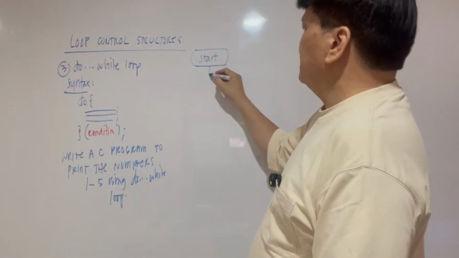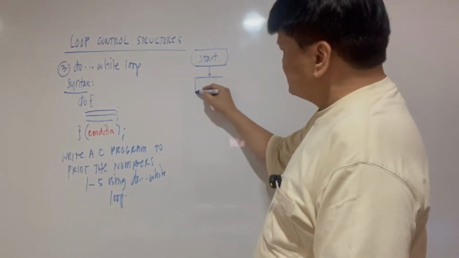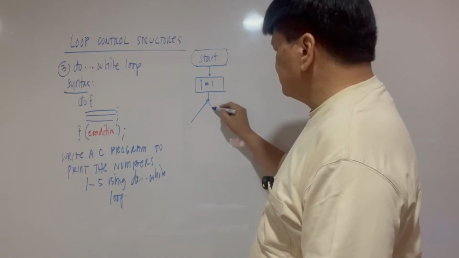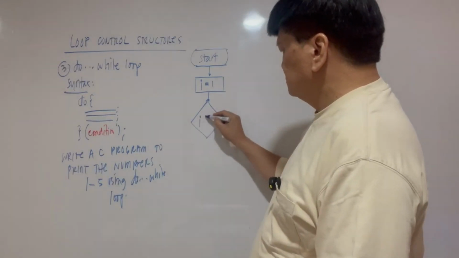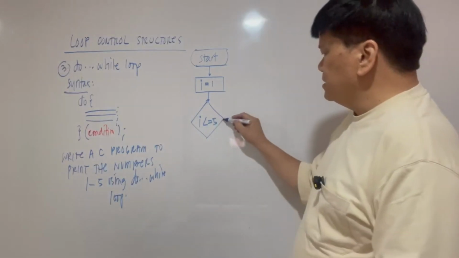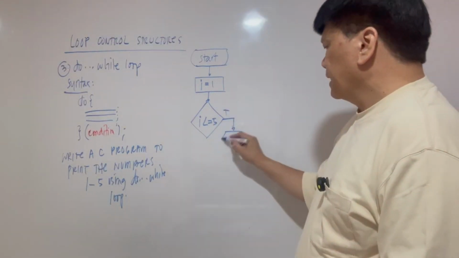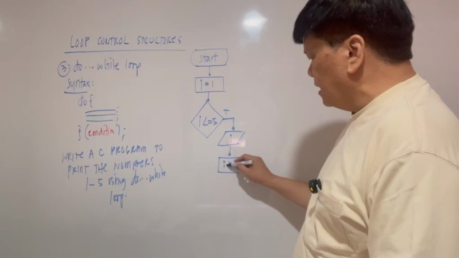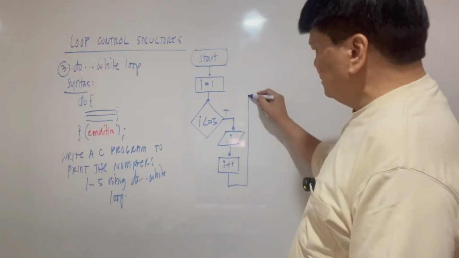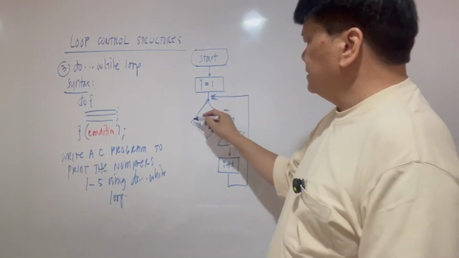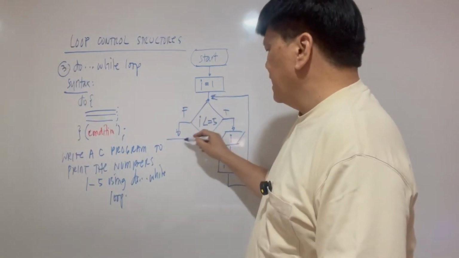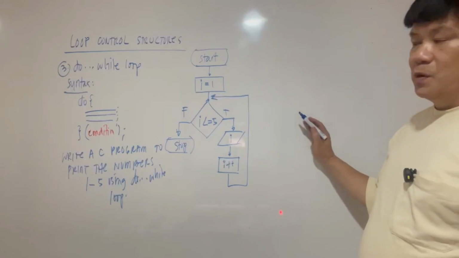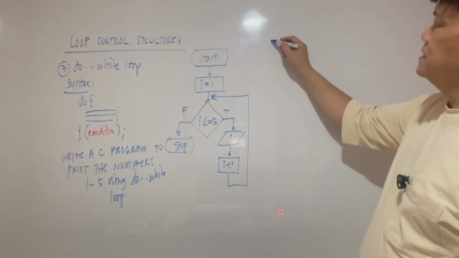Start. Then you can now easily proceed to the initialization. Then the testing. So we have 5 numbers. If it is true, output the I, followed by the update, increment the I, then repeat, loop back, connect there, and then if it is false, that's the end or stop of the flowchart. Now, what is the program equivalent of this flowchart?